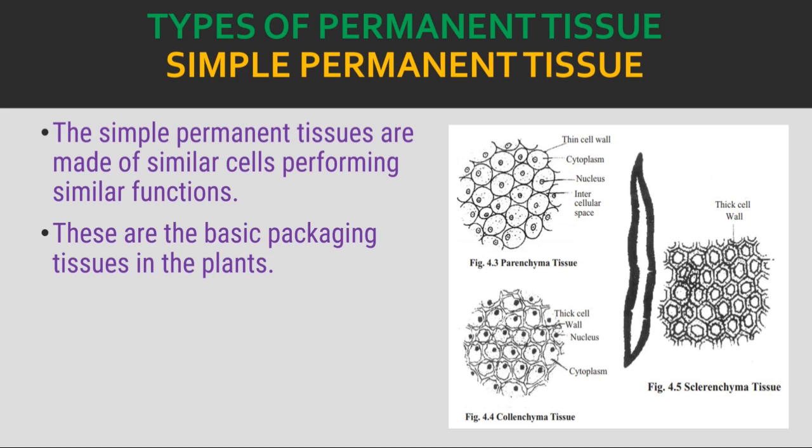The first is the parenchyma tissue, the second is the collenchyma tissue, and the third is the sclerenchyma tissue. These are the three types of simple permanent tissue. This is the whole simple permanent tissue which is being shown in front of you. Hope you understand simple permanent tissue. So let's move to the next slide. We will discuss the types of simple permanent tissue in detail in the later part of the chapter.